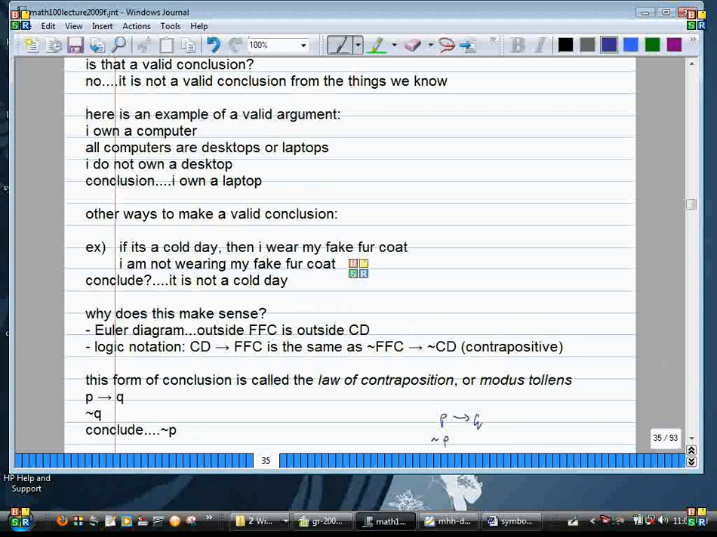Once again, this is the fallacy of the inverse. If I'm a baseball player, then I'm an athlete. I'm not a baseball player. What can you conclude? Not an athlete. Oh, yeah, that's right. Do you know anything about whether I'm an athlete or not? No, so you can't conclude anything.